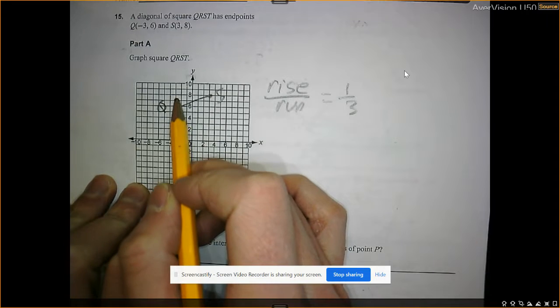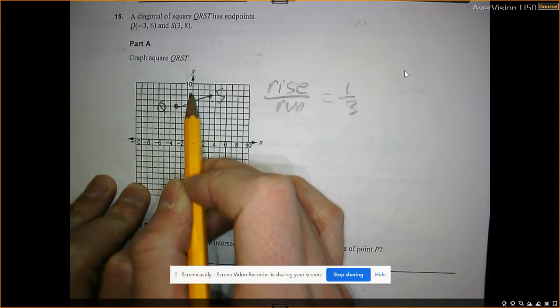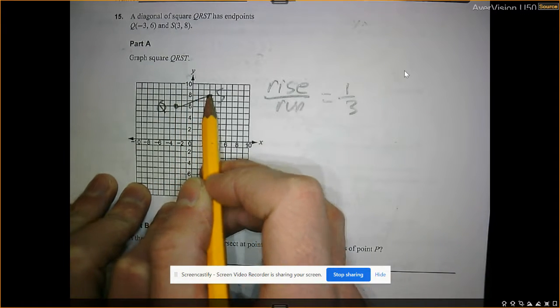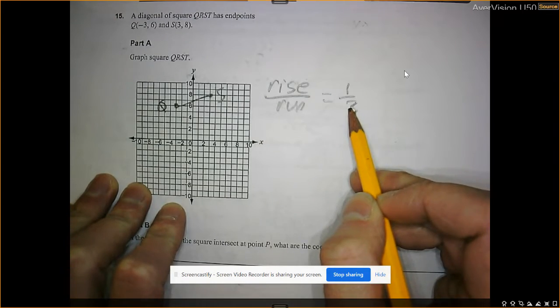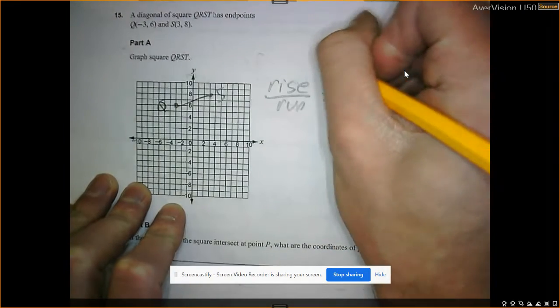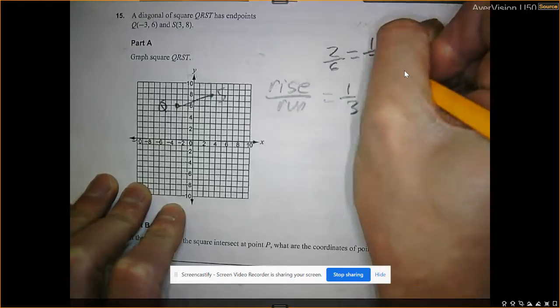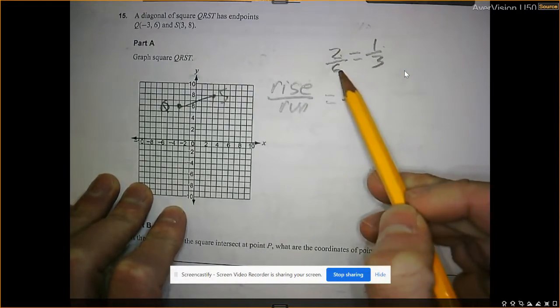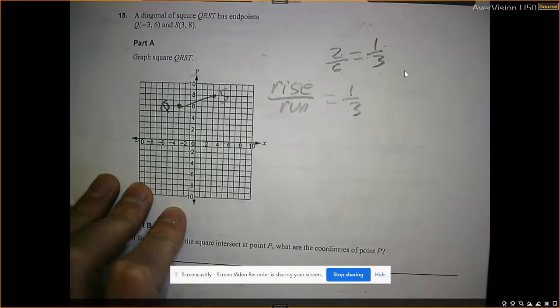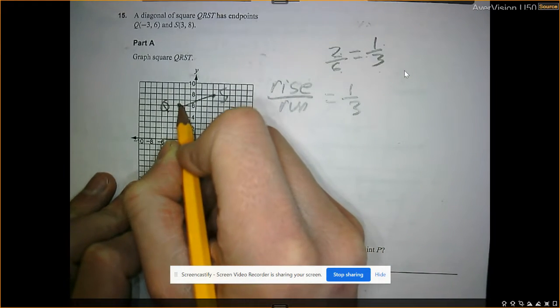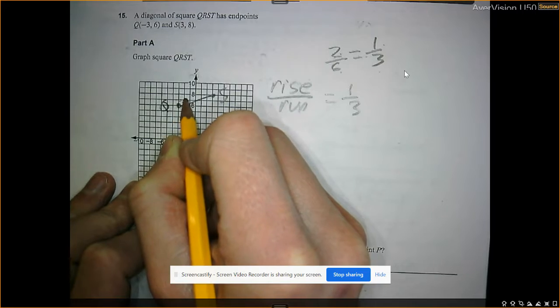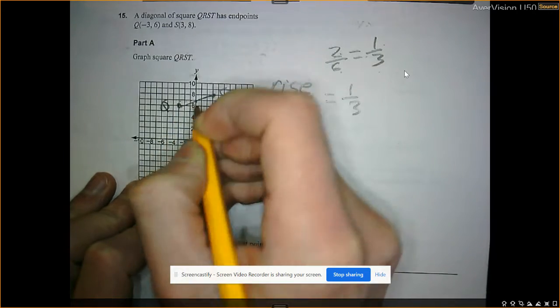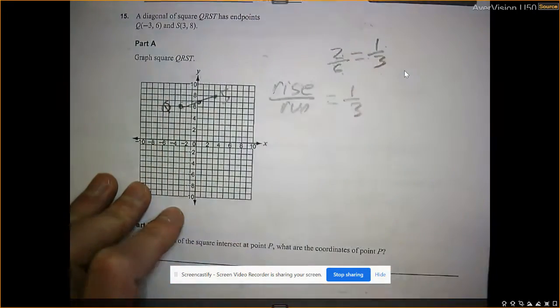It's going up 2 over 1, 2, 3, 4, 5, 6, which is the same as a rise over run. 2 over 6 equals 1 over 3, right? Because when you divide both 2 and 6 by 2, 2 divided by 2 is 1, 6 divided by 2 is 3. So that's the reduced rise over run, which means also that it goes through this point up 1 over 1, 2, 3, goes through this point here, okay?